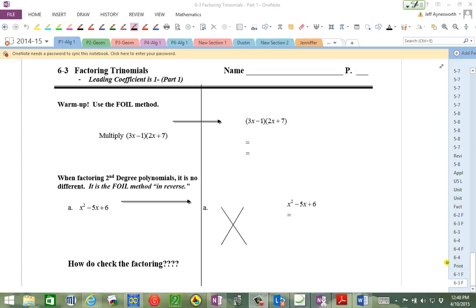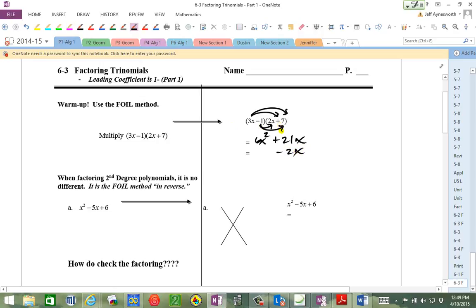Let's warm up here together using the FOIL method because I want to show you something. First times first, that's what F stands for. First times first equals first. 3x times 2x is 6x squared. 3x times 7 is 21x, the outer product. I stands for inner product. Negative 1 times 2x is negative 2x. And negative 1 times 7 is negative 7.